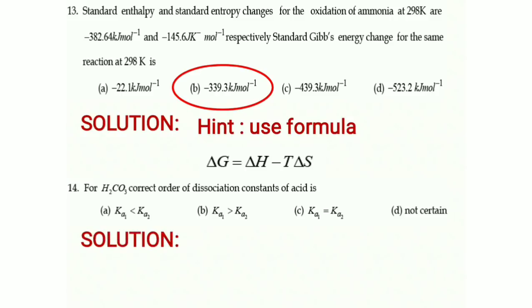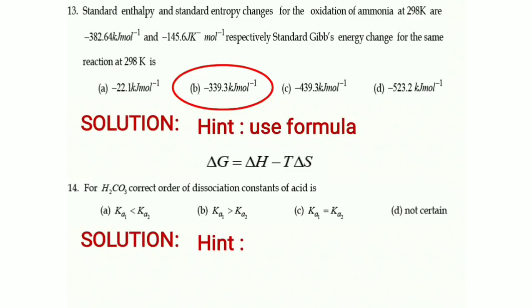Next question: for H2CO3, what is the correct order of dissociation constant of acid? Always remember, H2CO3 has two hydrogens, which means two dissociations are possible. In one dissociation it will form HCO3 minus, then in the second dissociation HCO3 minus gives rise to CO3 2 minus. So hence the solution for this is Ka1 is more than Ka2.